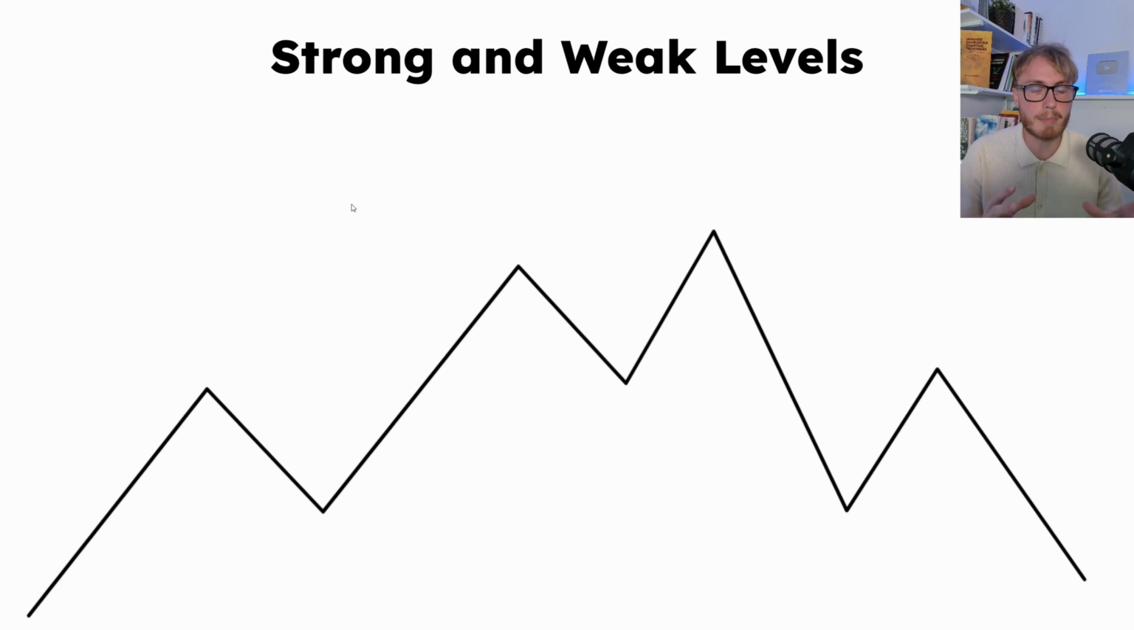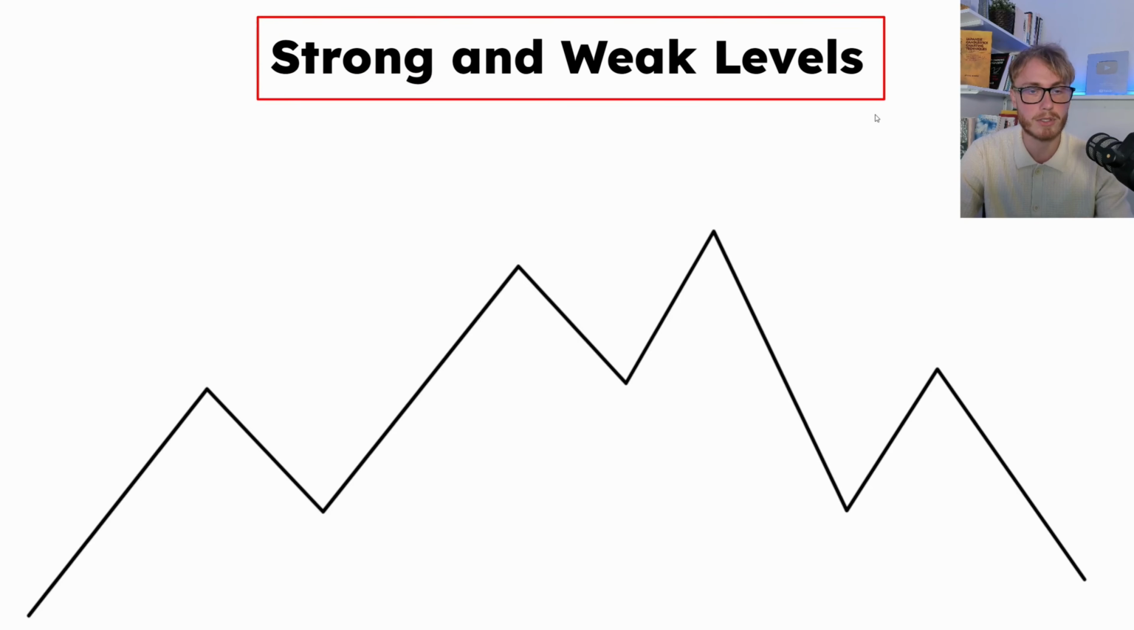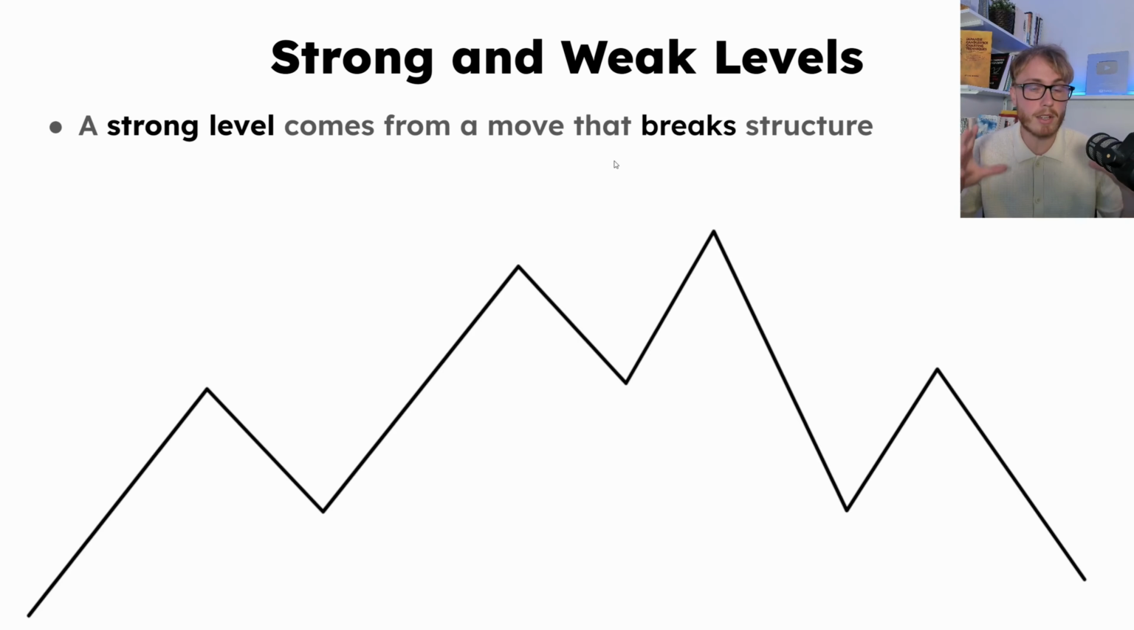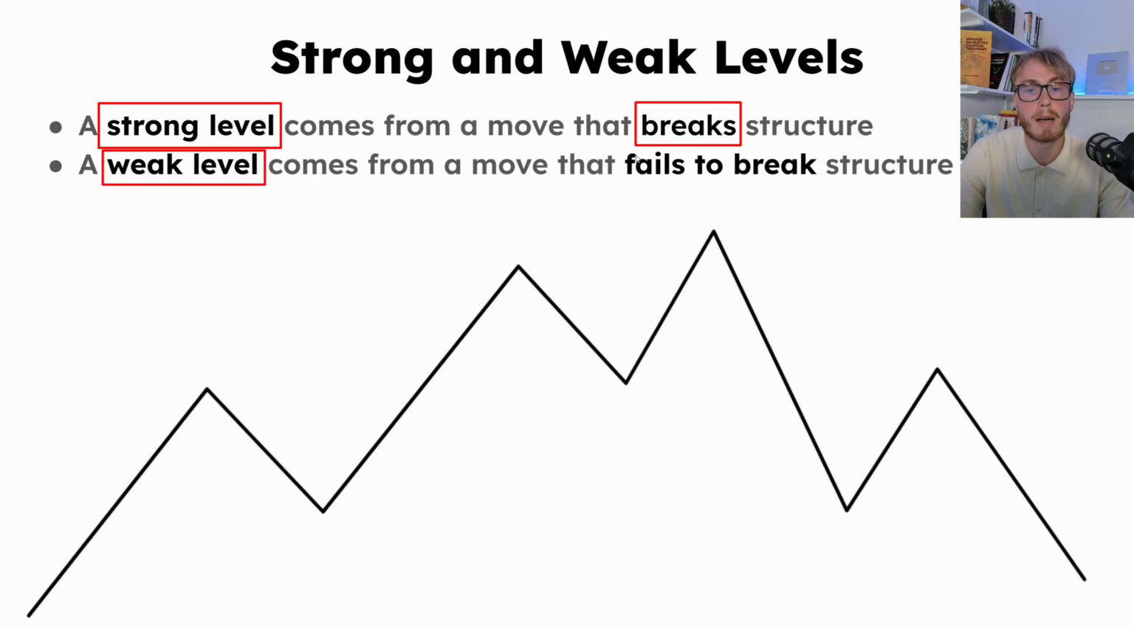Alright, so now when we have a deep understanding of change of character and break of structure, we are ready to take a look at yet another important market structure concept, and that is strong and weak levels. And this concept is something we will use throughout the whole course, so make sure to really pay attention now. The basics of this concept is very simple. A strong level is a level that comes from a move that breaks structure. And a weak level comes from a move that fails to break structure.